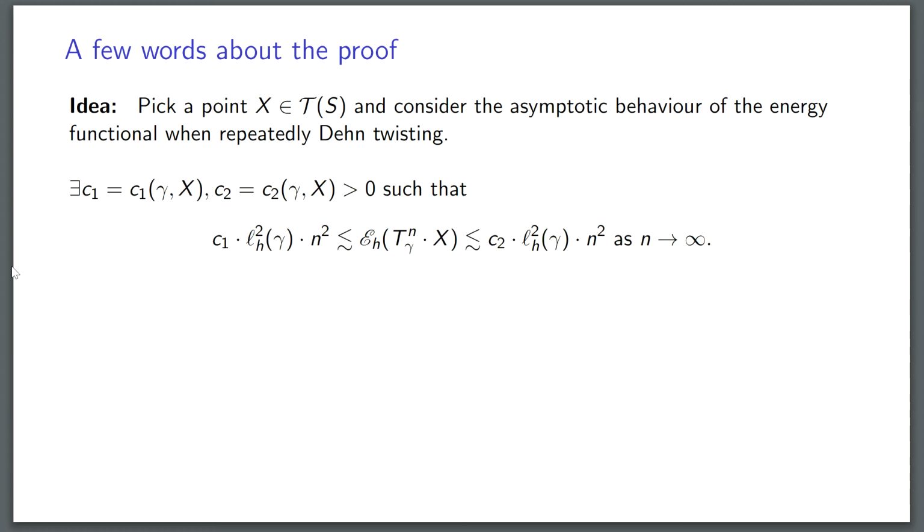More precisely, it turns out that there exist constants C1 and C2, depending on the curve around which we Dehn twist and the point x we chose in Teichmüller space, such that the following asymptotic inequalities hold. We consider our point x and Dehn twist it n times around gamma. And then the energy of this resulting point can be estimated as follows. Its asymptotic growth rate is as n squared, and in the factor in front of n squared, the length of the curve gamma is encoded.